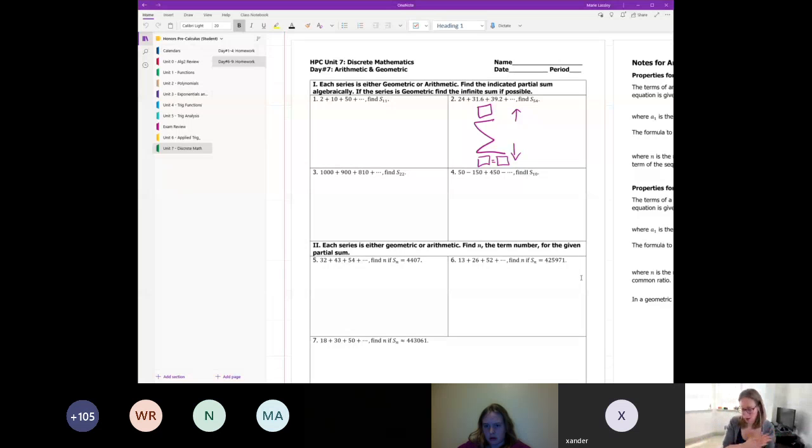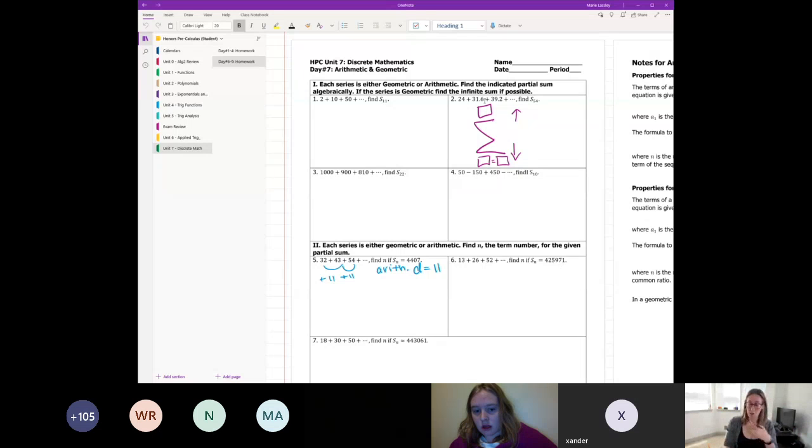This one is kind of tough. This is a good one to go over because I believe this is an arithmetic sequence. For number 5, it wants us to determine if it's arithmetic or geometric and then find n. So if we look, 32 to 43, that's 11, right? We added 11. And then 43 to 54, again, we add 11. So this is arithmetic, with a common difference of 11.